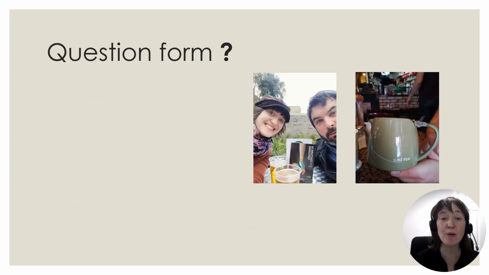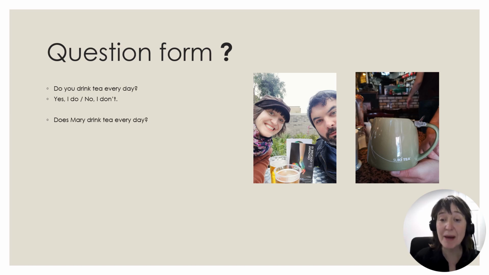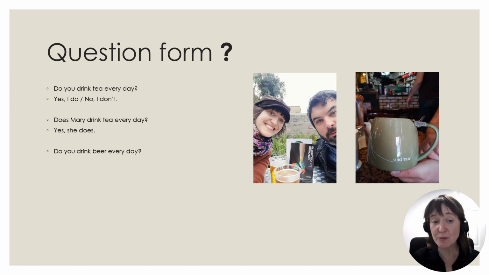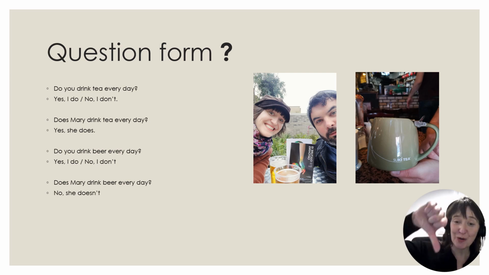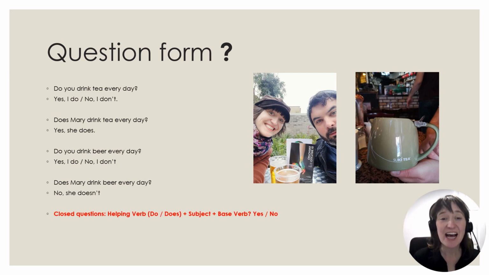Question form. Okay, with question forms, we invert the helping verb and the subject. Example, do you drink tea every day? Yes, I do, or no, I don't. Does Mary drink tea every day? Yes, she does. Do you drink beer every day? Yes, I do, or no, I don't. Does Mary drink beer every day? No, she doesn't.